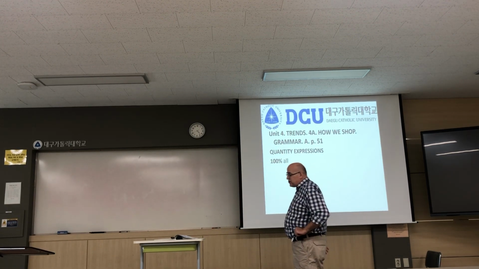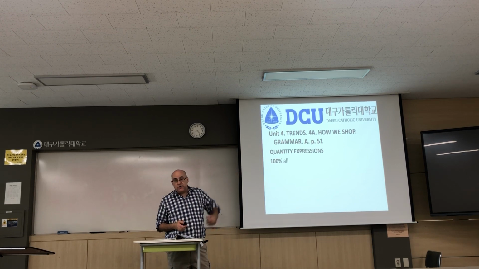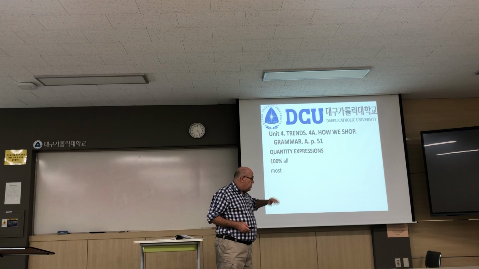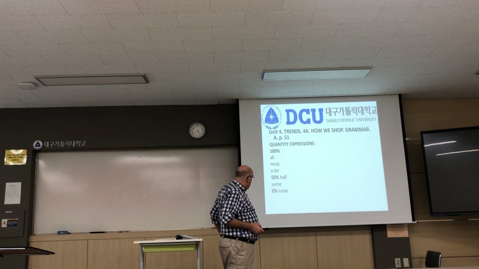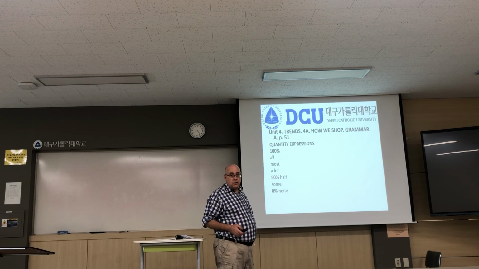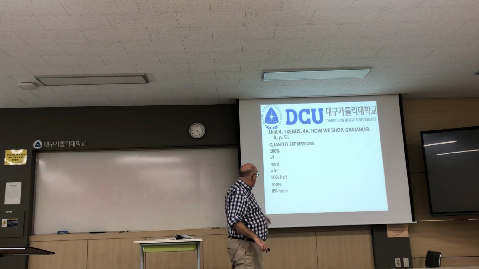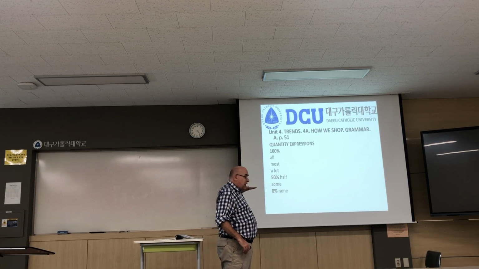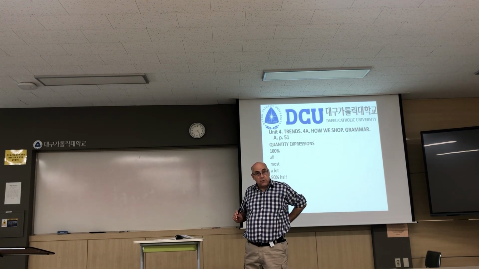And quantity expressions. And I think you all already know this. All is 100%, everyone. Then you have most, not all, but most, a lot. Half is 50%. Some, less than half. And then none is 0%. Right? So all 100% and none 0%, half 50. All, most, a lot are between 100% and 50%. Some between 50% and 0%. And that, ladies and gentlemen, is your grammar for section 4A.